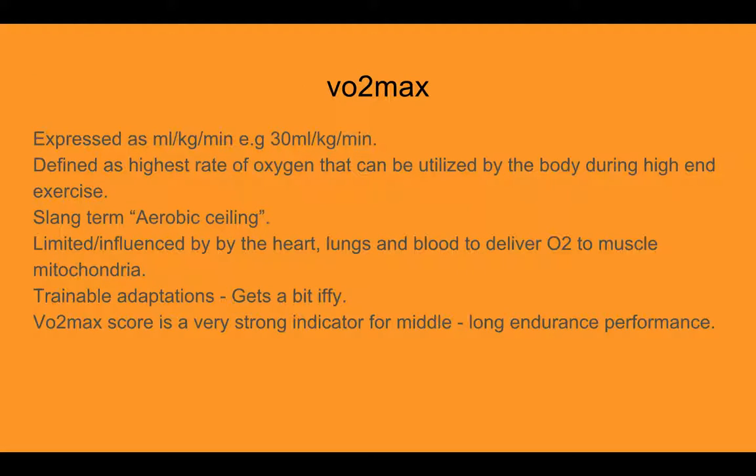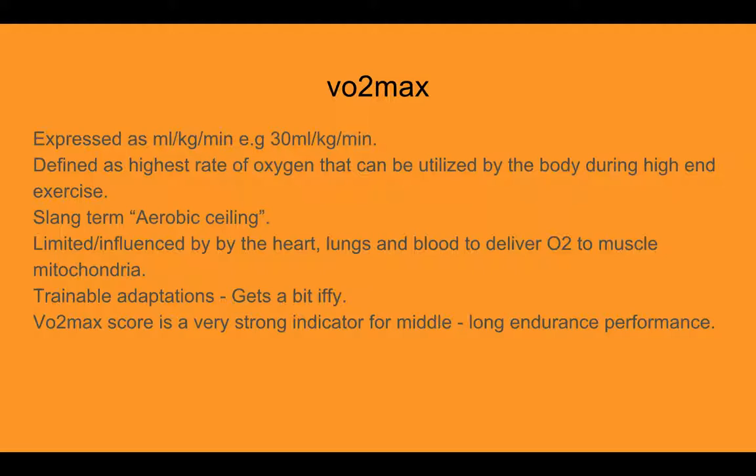Okay, so to begin with, VO2 max. VO2 max is defined as the highest rate of oxygen that can be utilized by the body during high-end exercise. It is expressed as milliliters per kilo per minute. So if you hear somebody say, I've got a VO2 max of 50, that means they are utilizing a maximum of 50 milliliters of oxygen per kilo per minute.